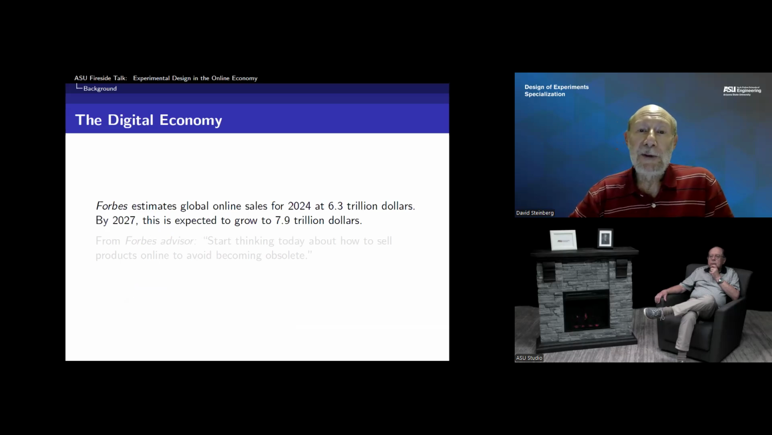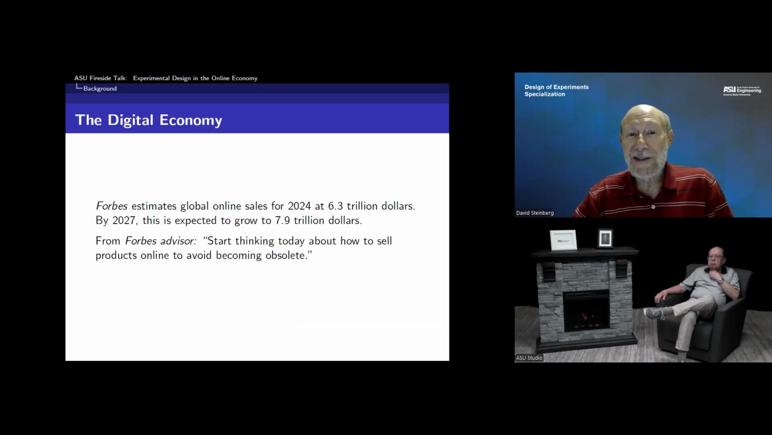Estimate from Forbes on global online sales for 2024, $6.3 trillion with an expected growth to 7.9 by 2027. And from Forbes Advisors, start thinking today about how to sell products online to avoid becoming obsolete. So if you don't have an internet presence, it's becoming harder and harder to really survive economically.